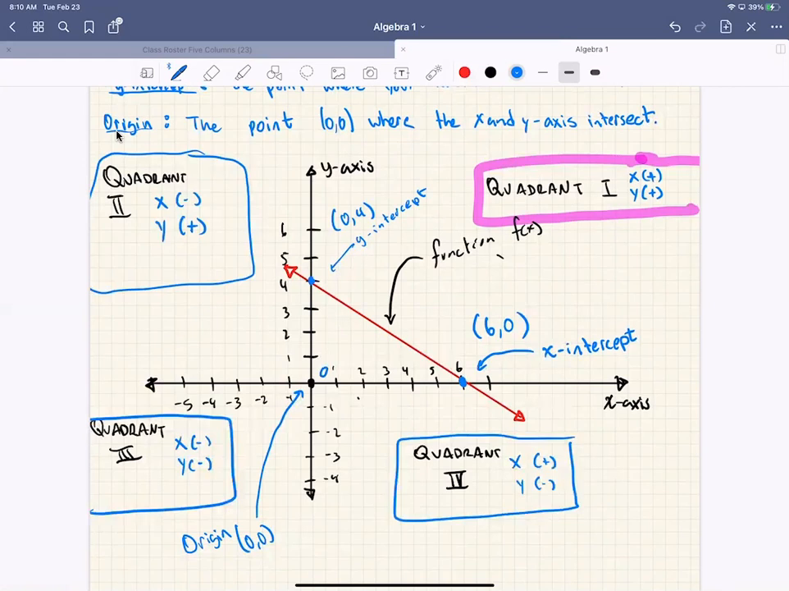That's basically it. That's all I wanted to go over: the quadrants, the x-intercept, y-intercept, the x-axis, the y-axis, and the origin, and our function, right?